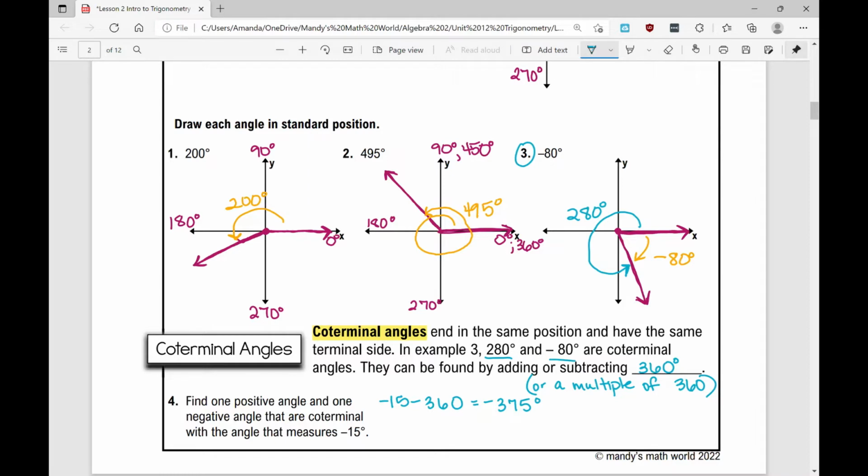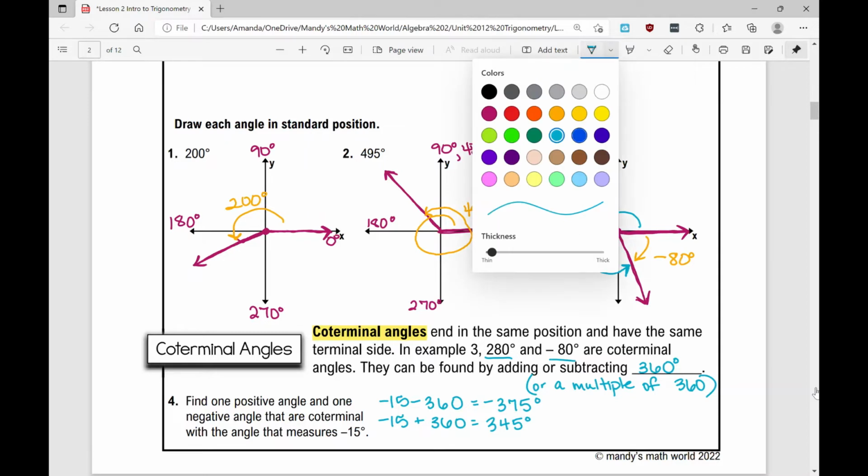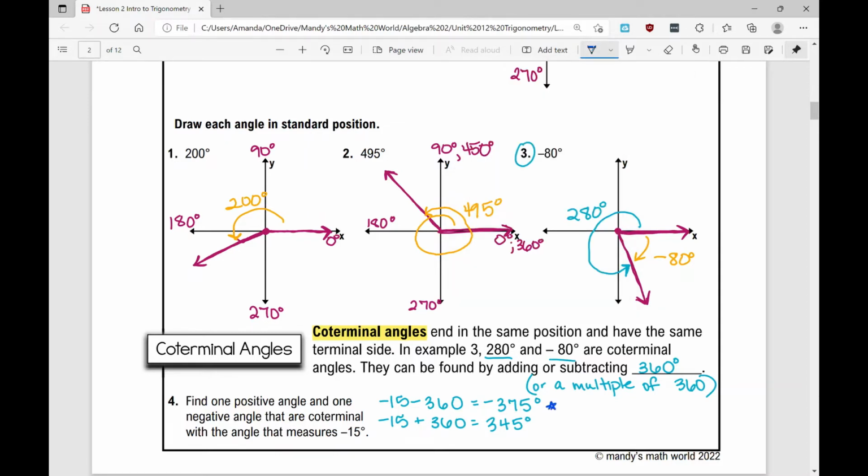They are coterminal. Well, let's look at, if I take negative 15 and I add 360, I get positive 345 degrees. If I were to graph or show 345 degrees in standard position on the coordinate plane, it would end in the same position as negative 375 degrees and negative 15 degrees. They all end in the same position on the coordinate plane.